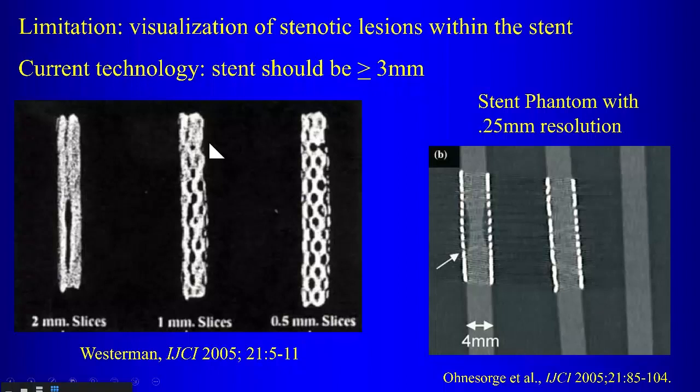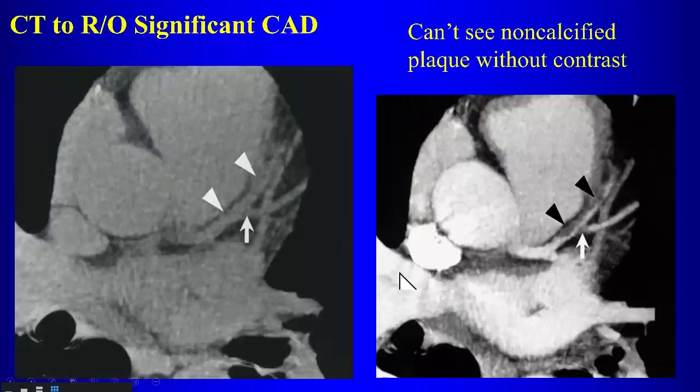Okay. Now there are some limits to this. With current technology, your stent should probably be greater than or equal to 3 millimeters if you actually want to look at the inside of the stent to be able to say how much disease you have inside of the stent. So here with 0.25 millimeter resolution, which we haven't quite achieved yet with CT, you can get a very nice view of what the inside of that stent looks like, okay?